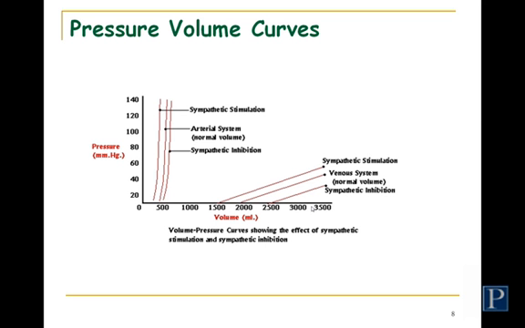So if you constrict a vessel, what happens to blood volume? So here we have a vein, the venous system, and I stimulate the sympathetics. What happened to blood volume? It's less. So if you stimulate the sympathetics, capacitance decreases.